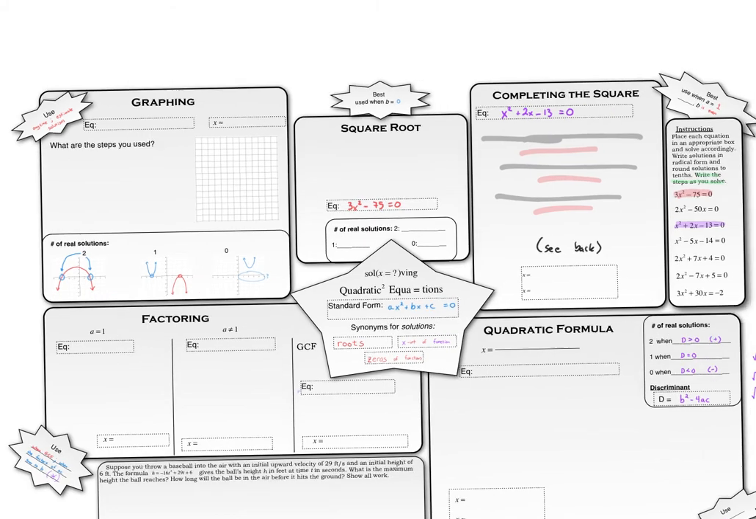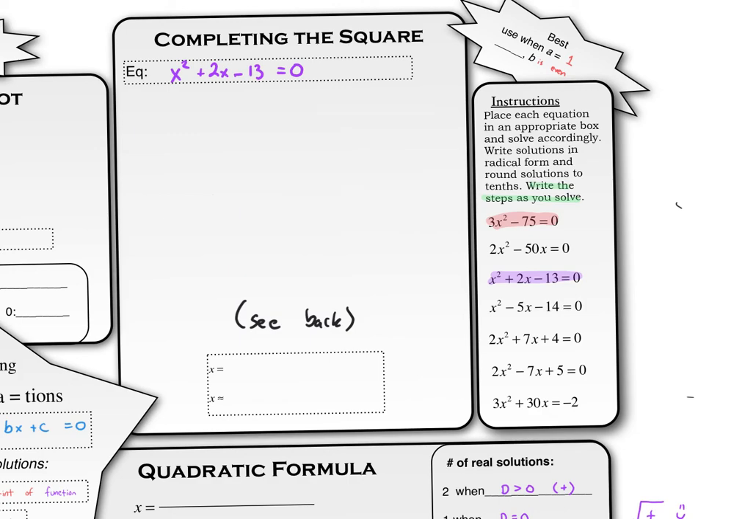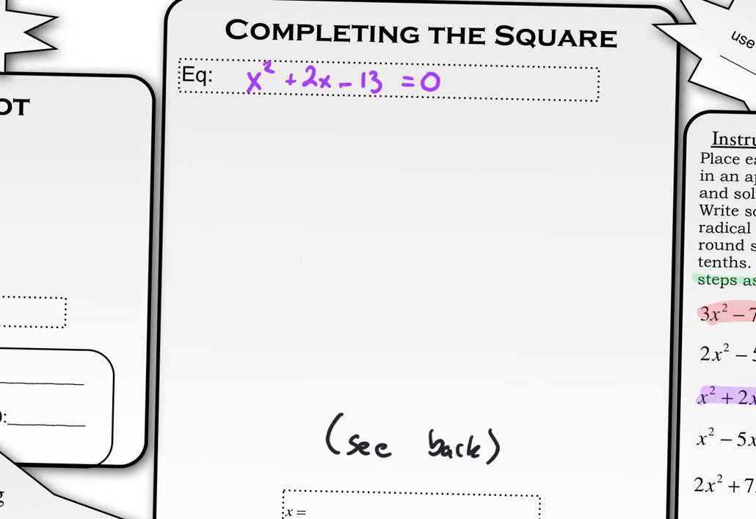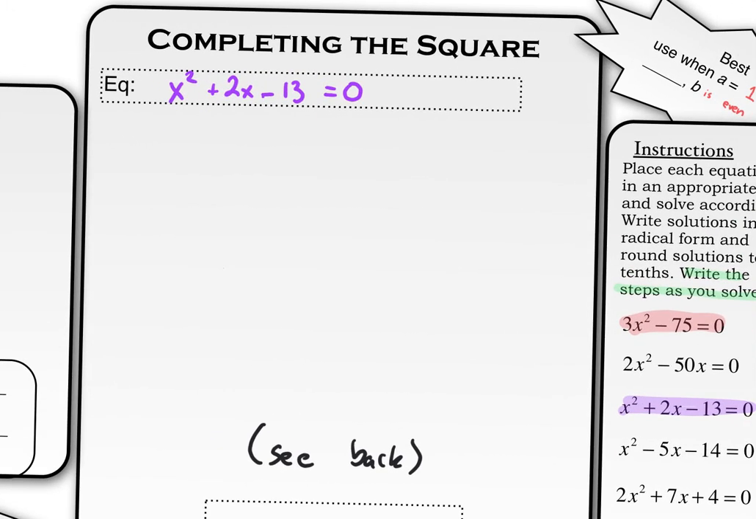So let's walk through the completing the square one together so that you know what my expectations are for all the other boxes. I won't do this entire thing, but I will set it up and get us going. So for this one, completing the square. Remember, our first major step is to get the constant by itself. So I do this. X squared plus 2x, don't forget to leave a space, 13. And on the side, I'm going to explain what I did. Isolate constant.